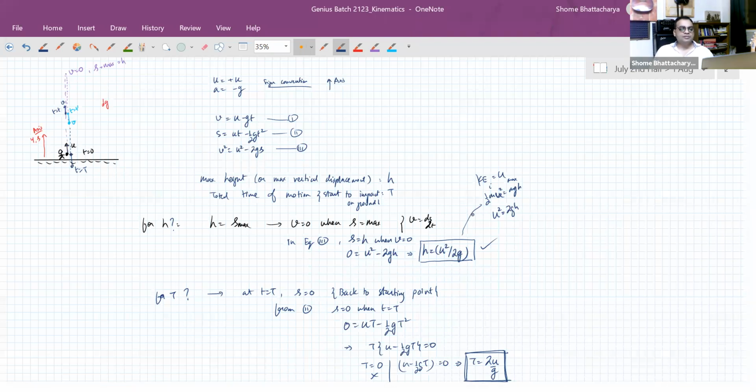And the other is the total time it takes to come back to where it started from. Okay, so that total time is given by the formula 2u by g. Just make a note of this. We'll discuss further.